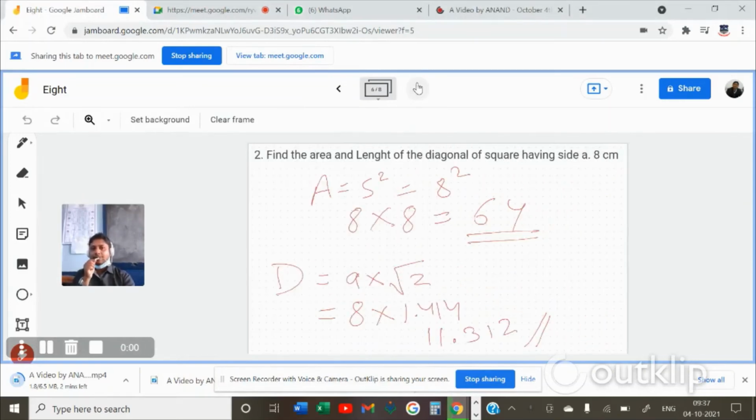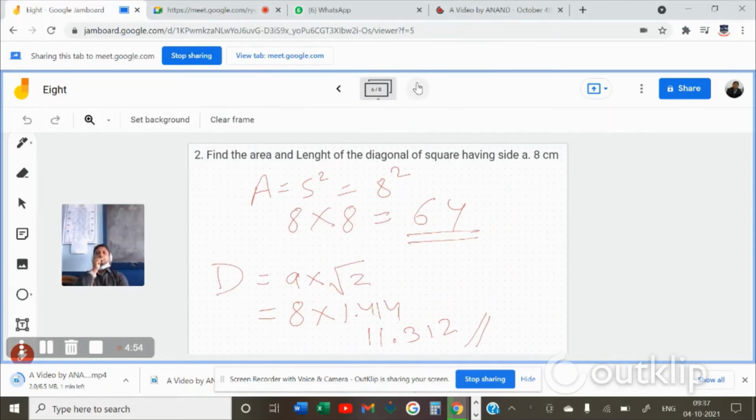Now come and have a look at this question. Question number 2 of your book. Now the person with the best reading can read it. Be a sport. Any one of you read it. Come on. Yeah, side. This is question number A, 8 centimeter.